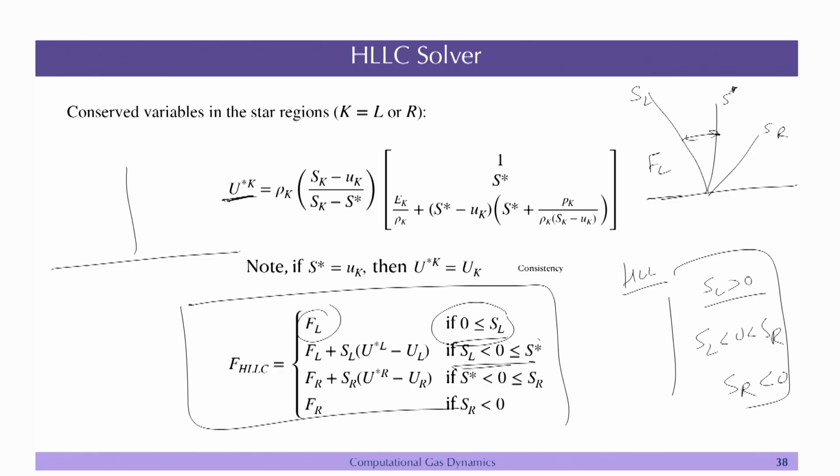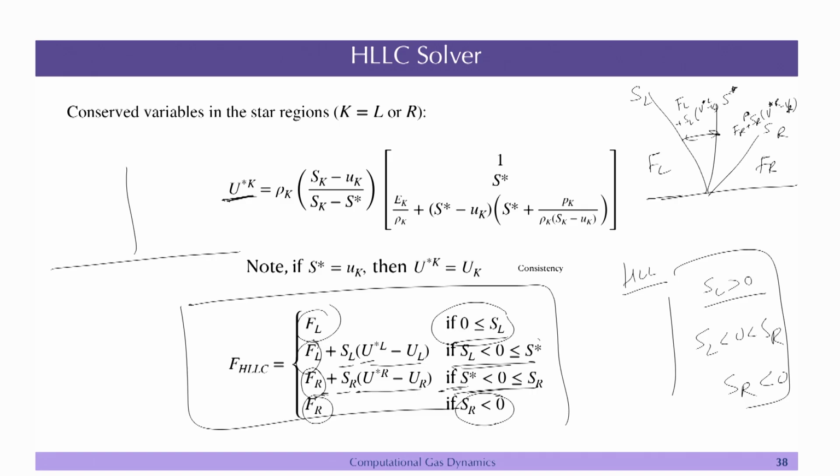Right. So, we will have 4 expressions. Second will be F L plus S L (u star L minus U L), third is F R plus S R (u star R minus U R), which is when S star is less than S R, okay. And finally, the S R case, which is basically just F R. So, this is F R, this is F L plus S L (u star L minus U L), and this is F R plus S R (u star R minus U R), right.